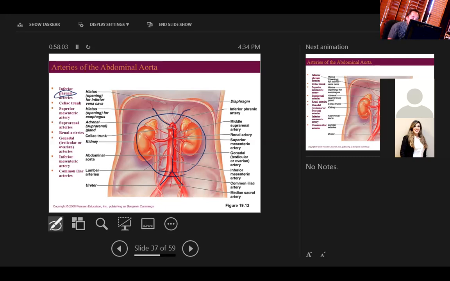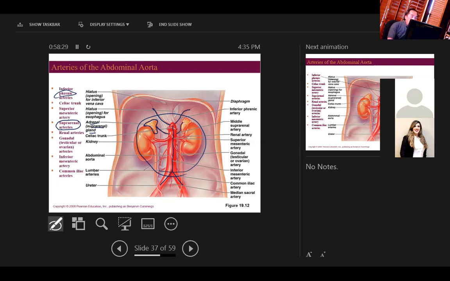Now the next branch is also going to the side. It goes to the adrenal gland. This is called the adrenal gland, sitting on top of the kidney. So we're going to call it the suprarenal. Another name for adrenal gland is suprarenal gland. So the vessel that goes to the suprarenal gland, we're going to call the suprarenal artery, okay?